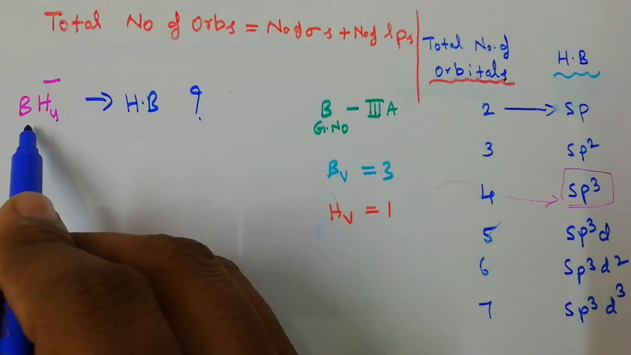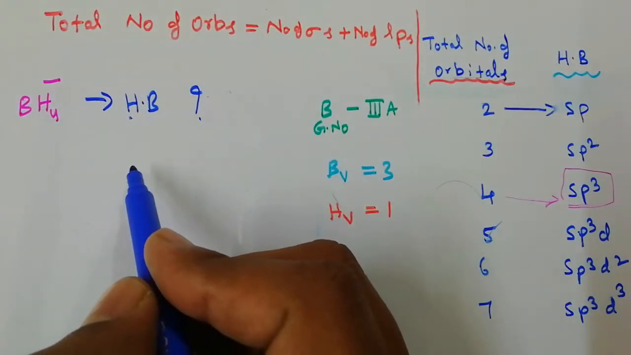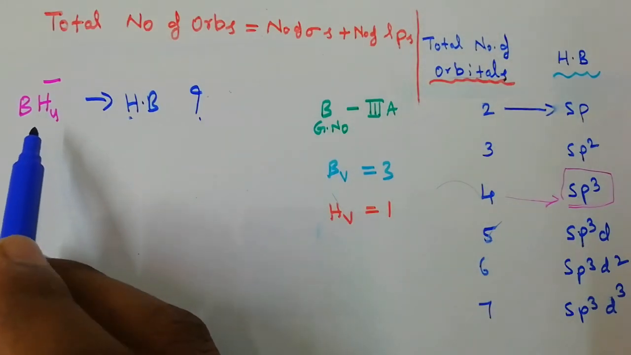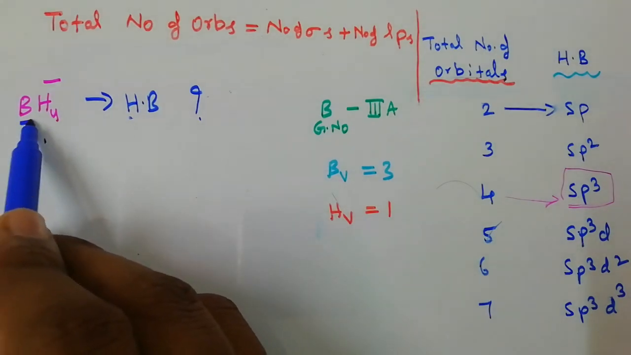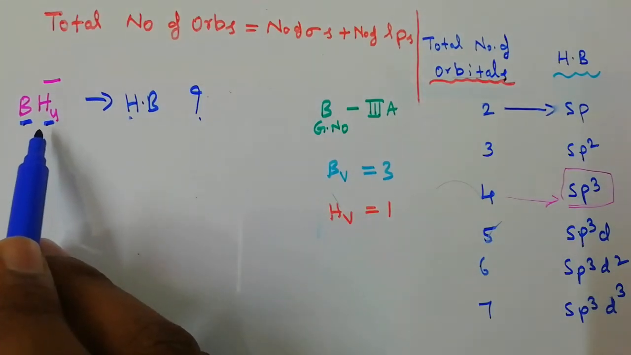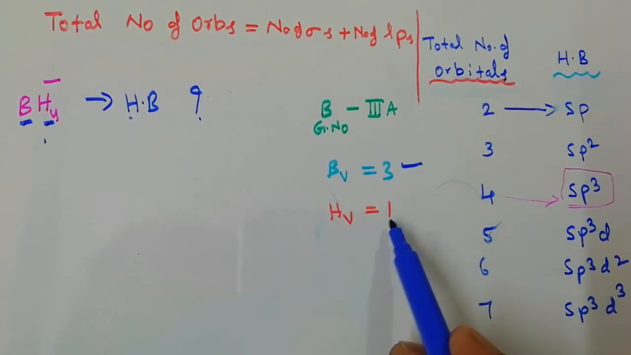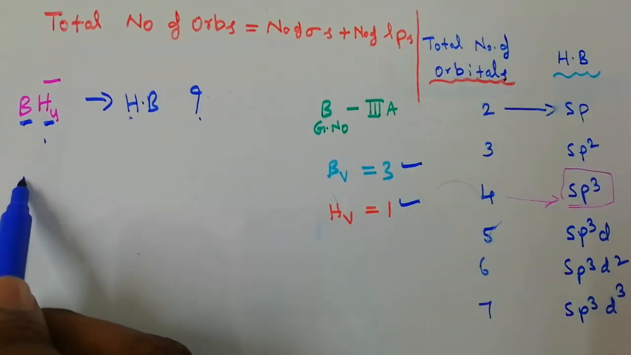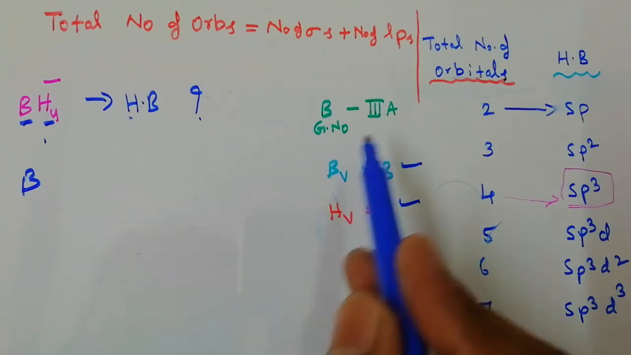Next example, BH4 minus. What is the hybridization of this BH4 minus ion? First we have to select the central atom. We have two types of atoms: one is a boron atom and the other is a hydrogen atom. Among these two we first have to find the central atom. Here the boron valency is 3 and the hydrogen valency is 1. Where the valency is more, that is the central atom. So first write the central atom. And what is the central atom's group number? Boron is a third A group element.